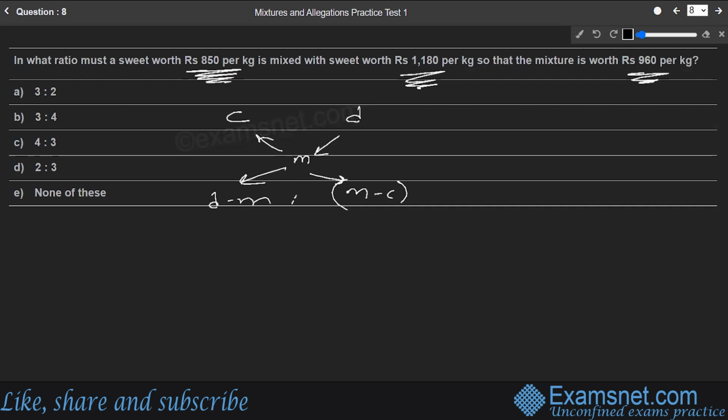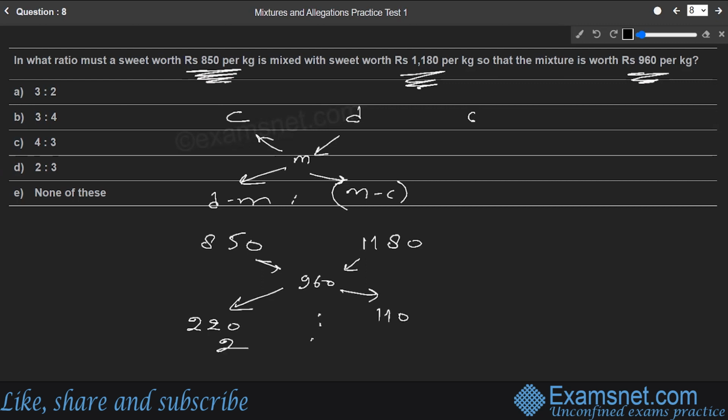So which is our cheaper part? Cheaper part is the part which has got 850 rupees as the price. Dearer part is the costlier part, which has got 1180 rupees per kg as the price. Mean price you want it to be 960 rupees. So now you can find out D minus M, M minus C. If you subtract 1180 minus 960, it gives you 220, and the other side it gives you 110. So the ratio becomes 2 is to 1. Two parts is the 850 and one part is the 1180. So that should be the final answer.